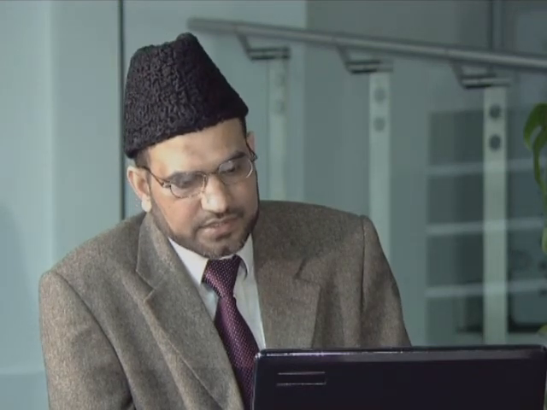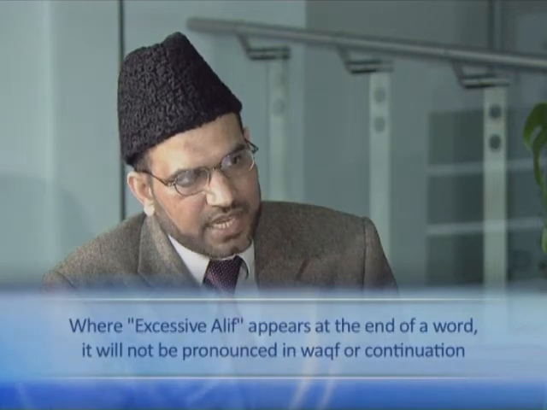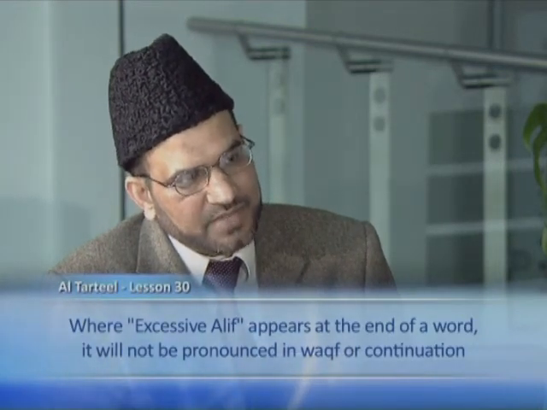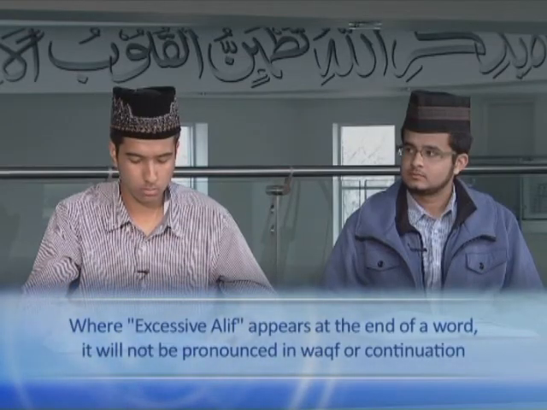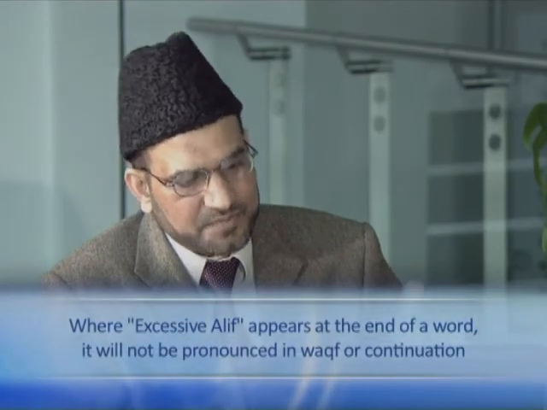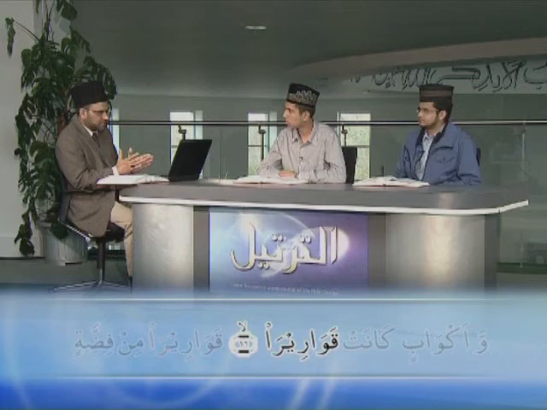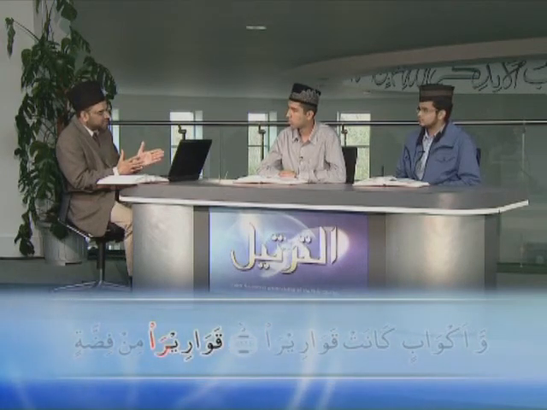So this is basically the conclusion of lesson 30, where an excessive alif appears at the end of a word, and it should not be recited, either in waqf, making a stop, or while you are continuing. Especially here, the two words qawarira, qawarira. The first one is ending a verse, and this alif may be manifested, and should be manifested, and it will be kanat qawarira, in a waqf, because one verse is ending. But the second one, this excessive alif will always be dropped in both cases. But if you continue, then both alifs will be dropped, as we have done.